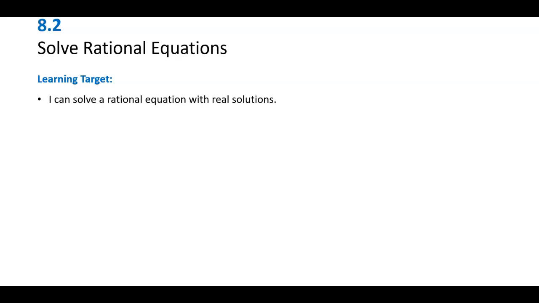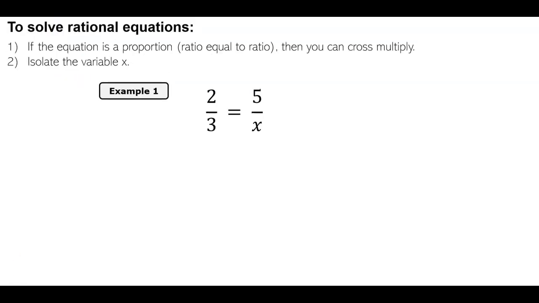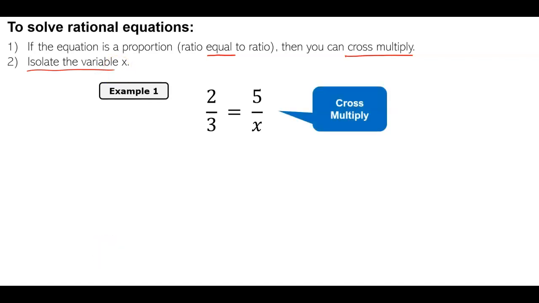All right, so moving on here. Solve rational equations: if the equation is a proportion, a ratio equal to a ratio, so a fraction equal to a fraction, then you can cross multiply and divide, which is how you isolate the variable x. So this is like our warm up. We see that we need to cross multiply this. So everyone's writing this down, right?